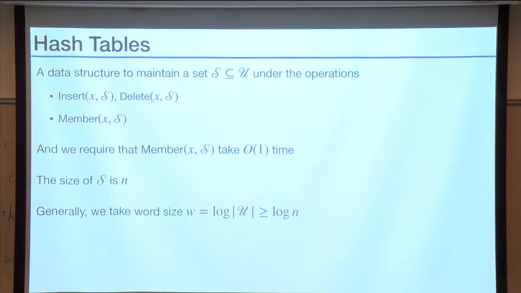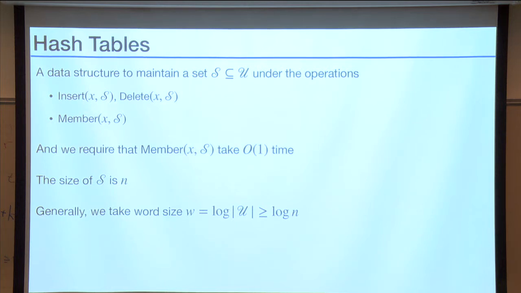OK, so the size of our set S is n. And this is the size of S at a given time. So it's not an upper bound, it's not the maximum. It's the size of S at a given time t. And generally, we're going to say that our word size w is equal to the log of the universe, and this is at least log n. OK, so this is what a hash table does. It does these three operations.